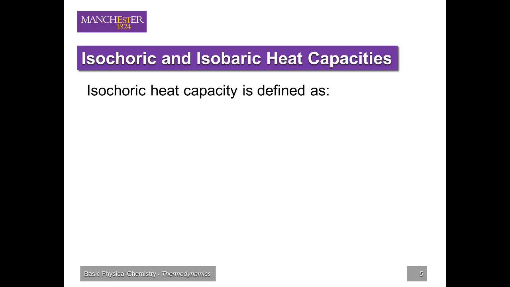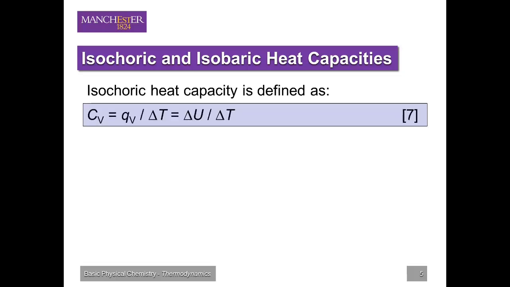Isochoric heat capacity, CV, is heat capacity recorded at constant volume and is defined as the heat supplied at constant volume, QV, divided by the change in temperature, delta T. However, in lecture 4, covering the first law of thermodynamics, we proved that QV is equal to the change in internal energy, delta U, and thus the isochoric heat capacity is the change in internal energy divided by the change in temperature. This result is quoted as equation 7.